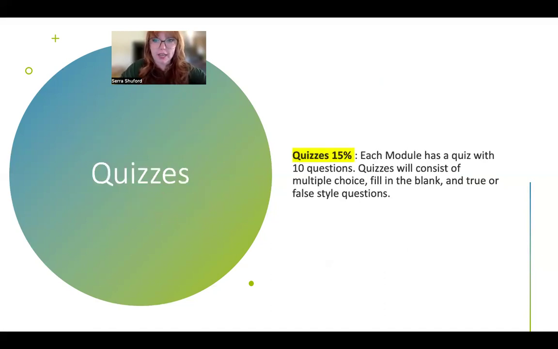Quizzes are worth 15%. Each module has a quiz with 10 questions, and quizzes will consist of multiple choice, fill in the blank, and true or false style questions. So we have one for each of the 8 modules.